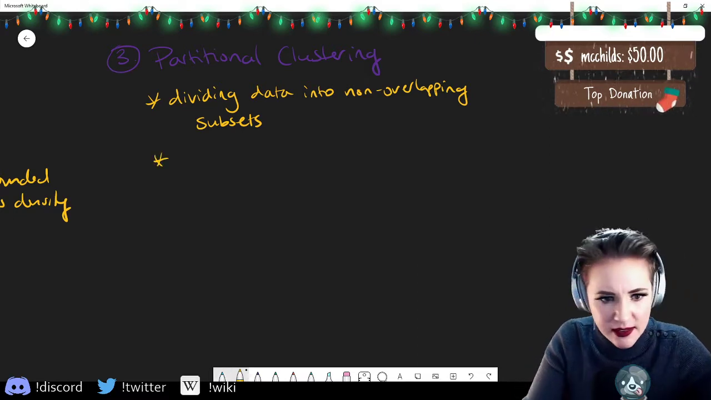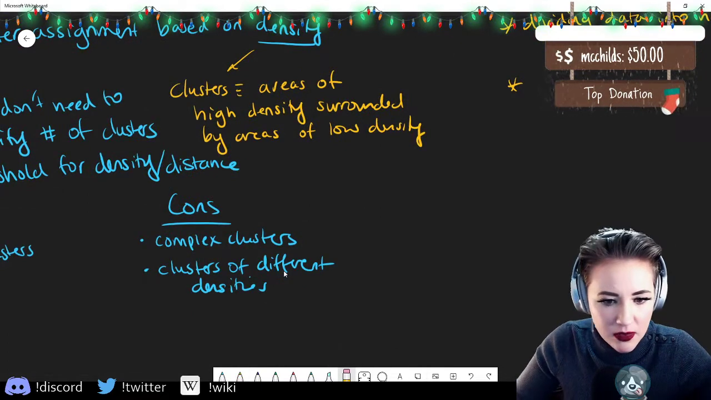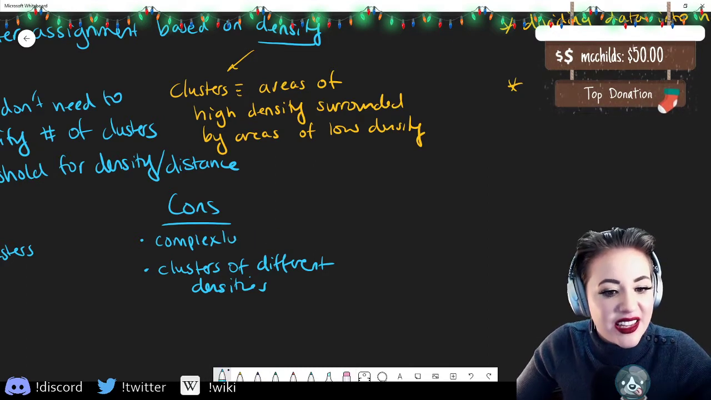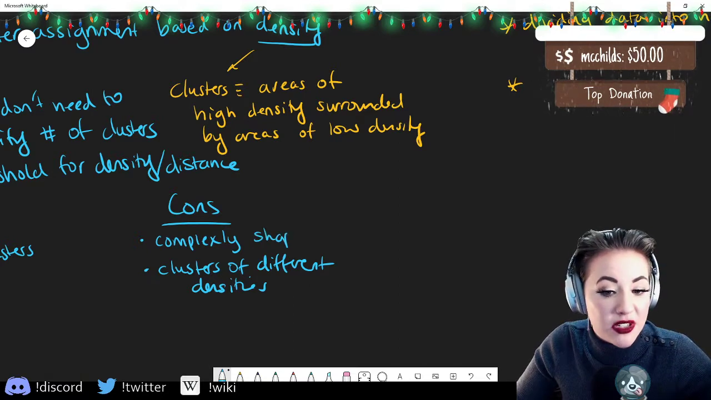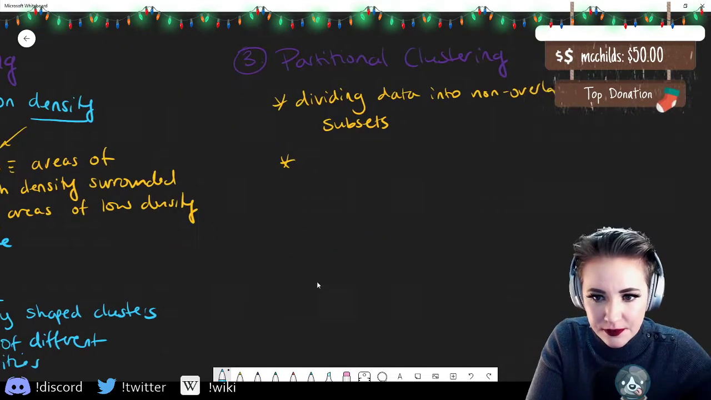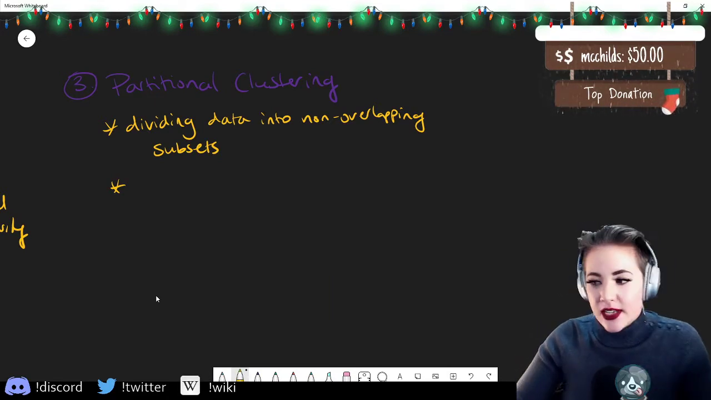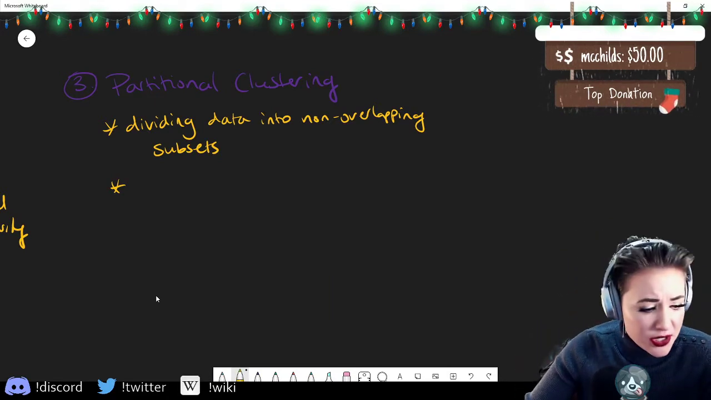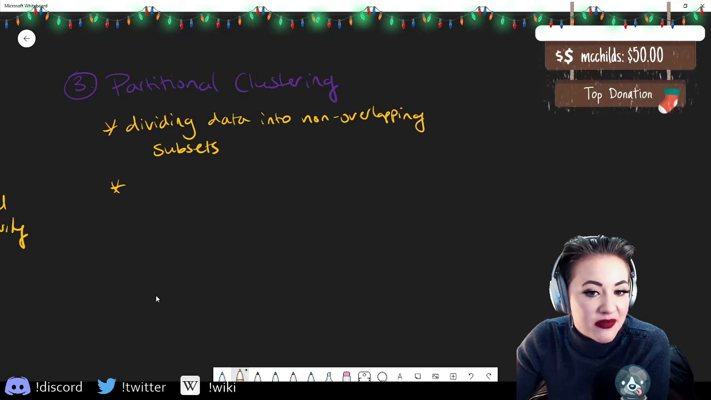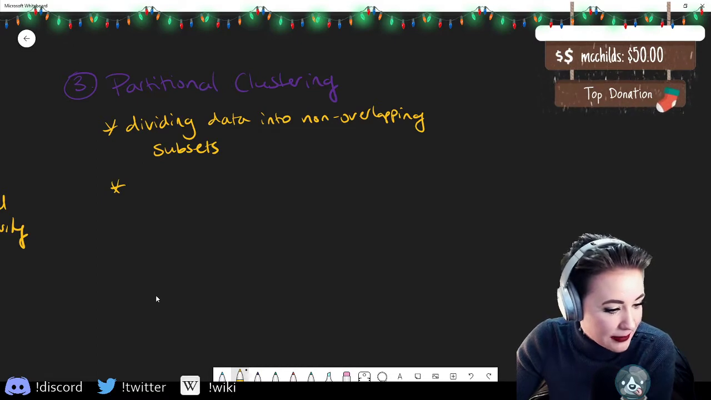And no, I guess not complex as in real. So I should say, I should specify this. Let me be a little clearer here. All right. Complexly, because that's a word, shaped clusters. We're talking about shape here, not complex as in non-real. All right. Dividing the data into non-overlapping subsets. Each cluster has to have one member. And no worries. Okay. Well, that, you know what? That might be a mistake that somebody will make when watching the VOD or reading the notes. So I should be very specific about what I'm saying.